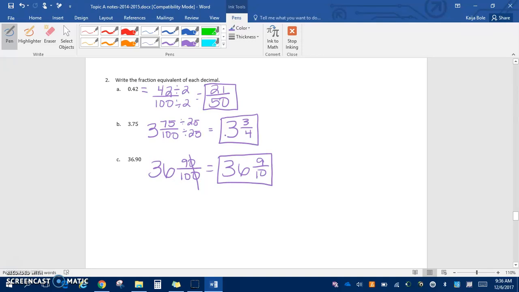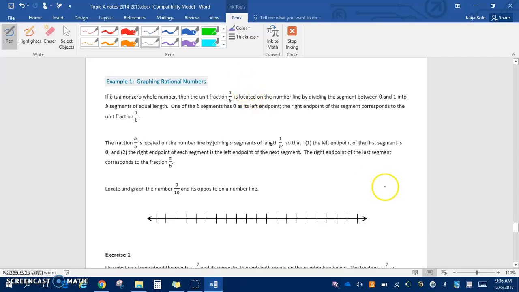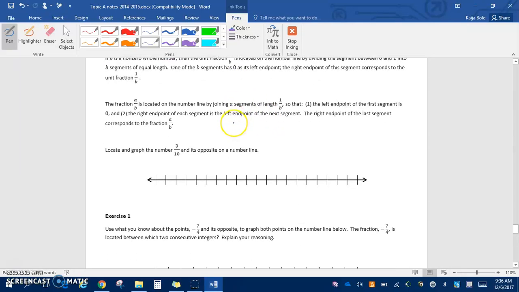Alright, so that's kind of a bit of a review. So now if we flip over to the next page, it talks about graphing rational numbers. And I know your top looks a little bit different than mine, but that's okay. Alright, so what we're going to do is this part here where it says locate and graph the number 3/10 and its opposite on a number line.